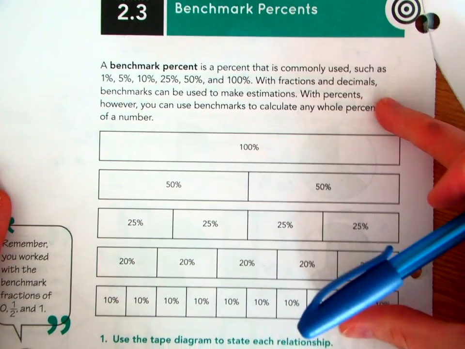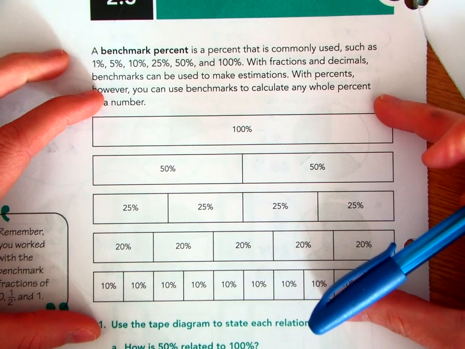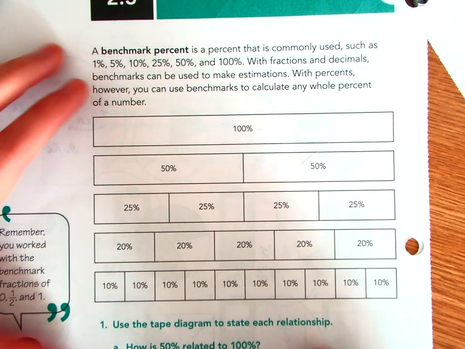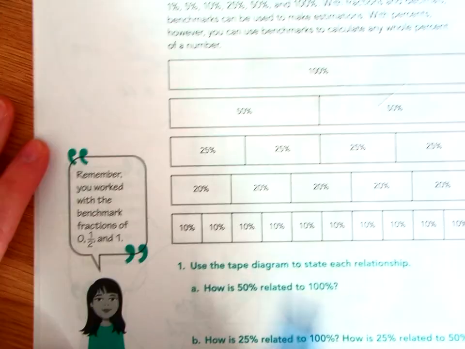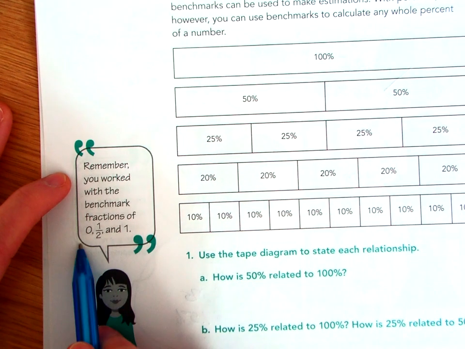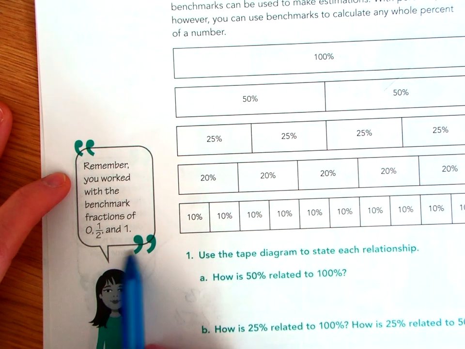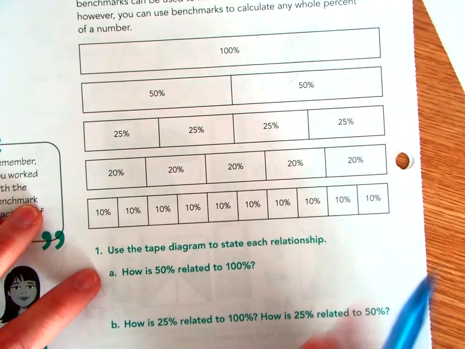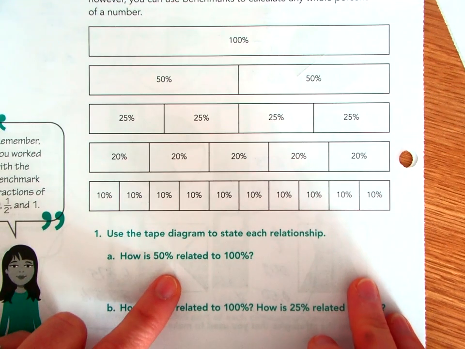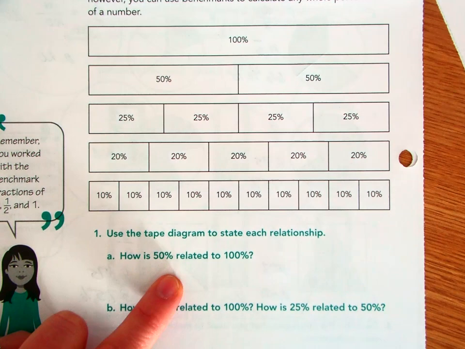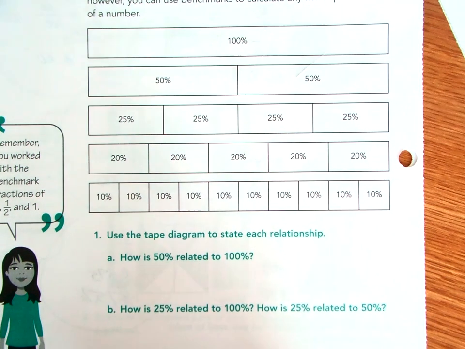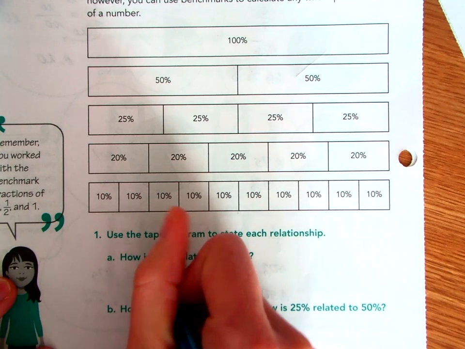So we're going to take a look at these. They are very similar to fraction bars. And we're going to compare and contrast what relationships they have to one another. The character here wants us to remember that you've worked with benchmark fractions such as 0, a half, and 1. And you'll continue to do that throughout middle school. Use the tape diagram to state each relationship. How is 50% related to 100%? 50% is half of 100%.